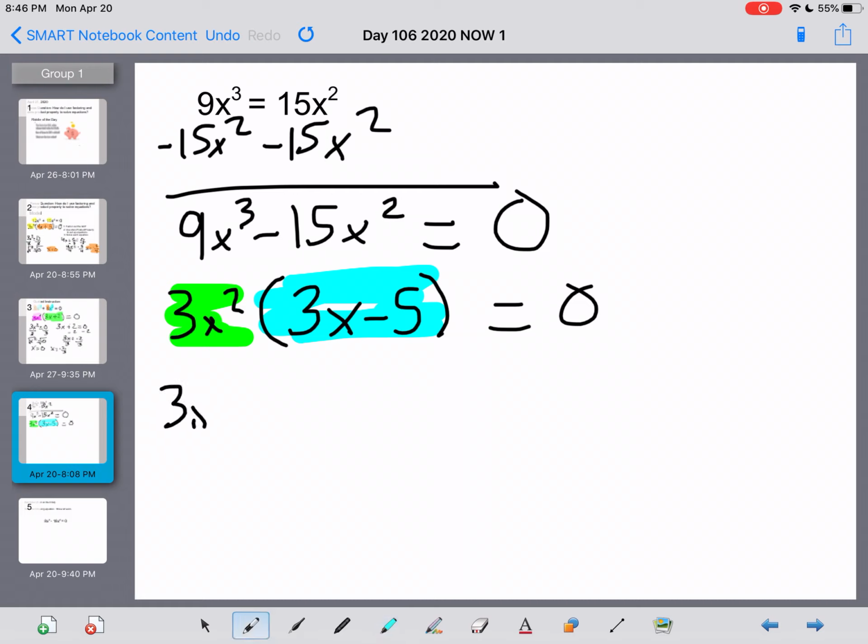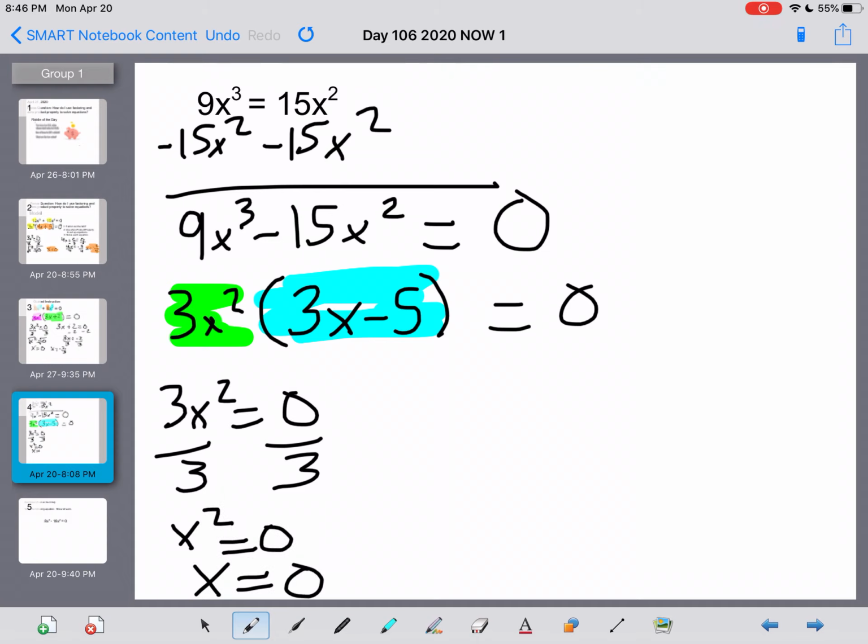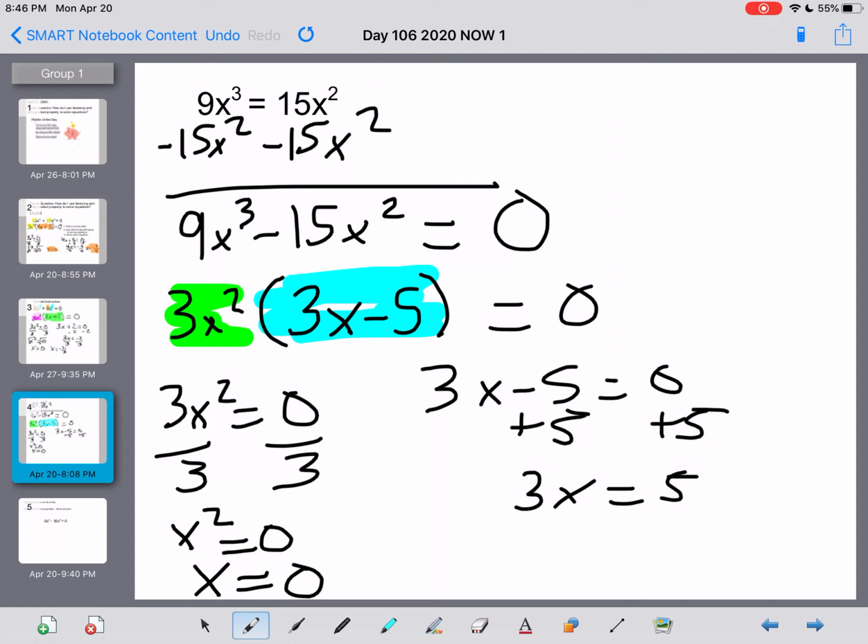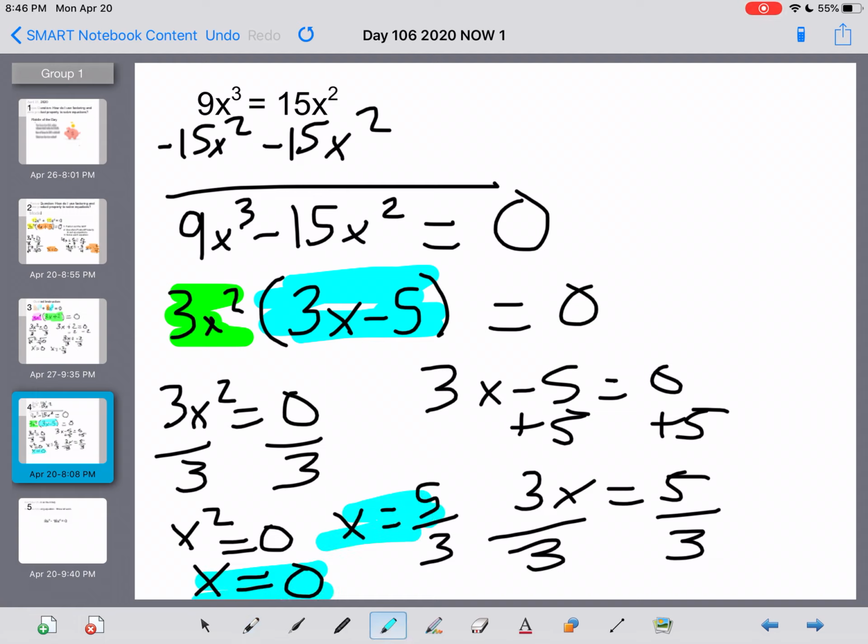So 3x squared equals 0. By now you already know the pattern, divide by 3. This is just going to be x squared equals 0, which means x equals 0. And then 3x minus 5 equals 0. Add 5 to both sides. 3x equals 5. Divide by 3. x equals 5/3. So x equals 0 and x equals 5/3.